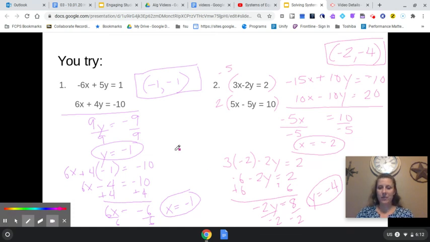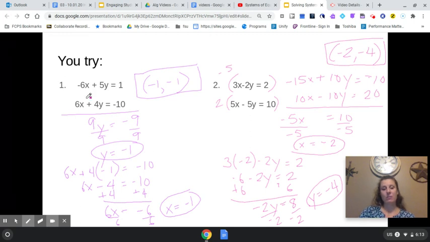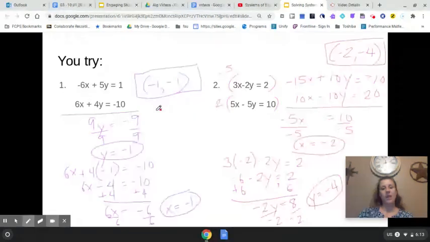Okay, with this first example, we could just add the two equations together because the coefficients of x's were already opposite integers of one another. So when we add those two equations together, we get y equals -1. I chose the bottom equation to plug that back into. So 6 times x plus 4 times the -1 is supposed to equal -10. Solving that, I got x equals -1. So my solution to this system is (-1, -1).